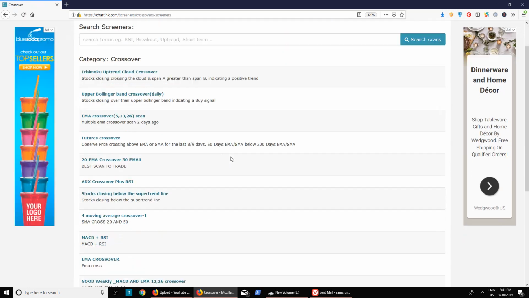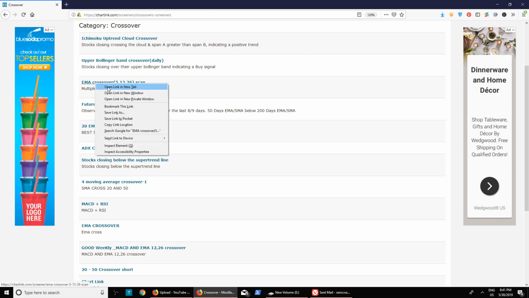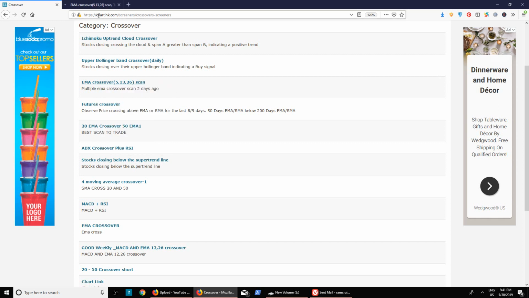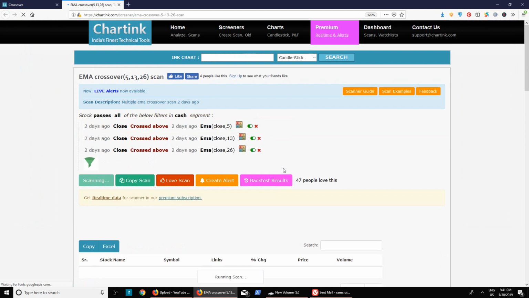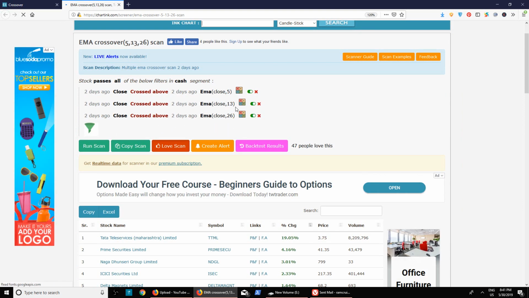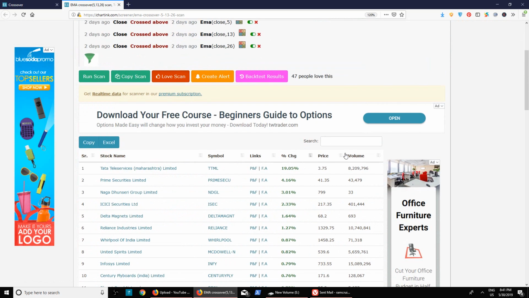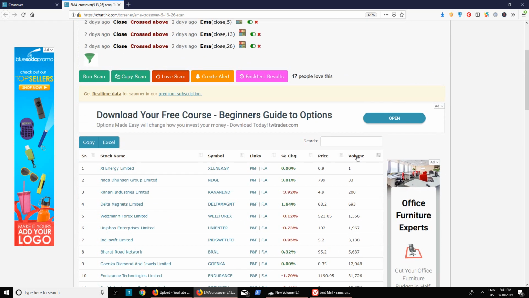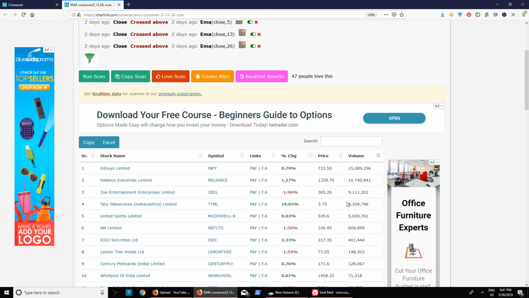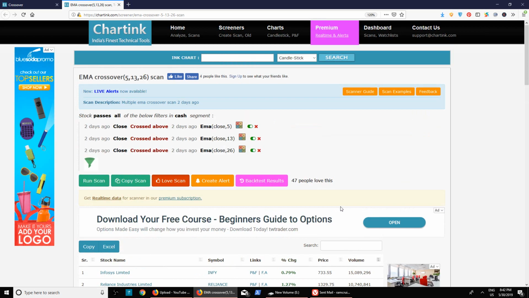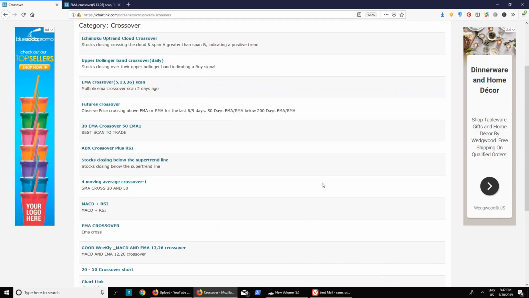As you would see here, there is a crossover called EMA crossover 5, 13, 26 scan, which you can use, and this would give you 5, 13, 26. These are the stocks which have crossed on the latest close, the 5-day moving average over 13 and 26, which is an incredibly bullish signal, and you can pick up these stocks. And for intraday, you can actually pick up these stocks. As I've told you earlier, for intraday and positional, you should have a different approach altogether, and you should work it accordingly.